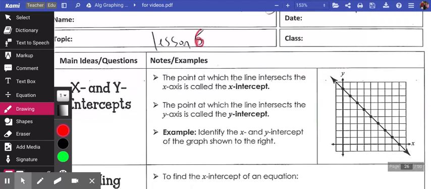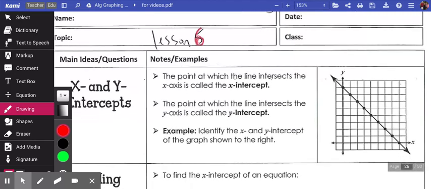For the example here, it says identify the x and y intercept of the graph. You should notice that the x-intercept, if we count over, goes over 8 and then not up any. So that would be (8, 0), and this is the x-intercept. And then the y-intercept is not going left or right, and it goes up 8.